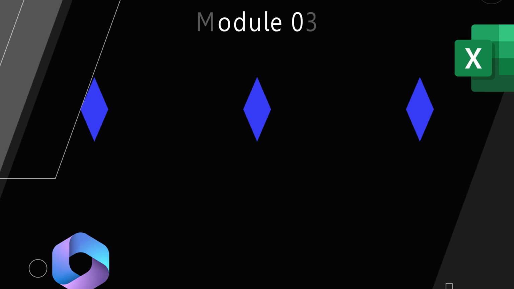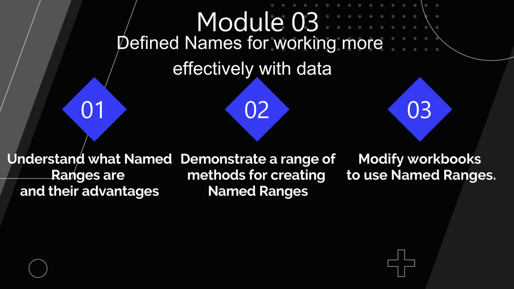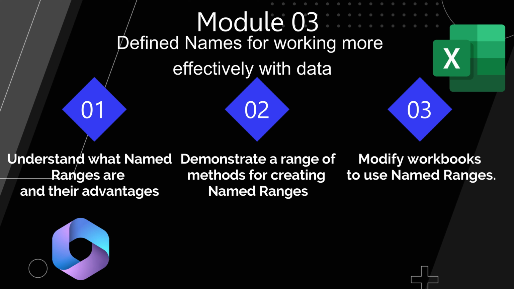In module 3, define names for working more effectively with data. This module is also divided into three parts. In the first part, you will understand what named ranges are and their advantages. In part 2, demonstrate a range of methods for creating named ranges. In part 3, modify workbooks to use named ranges.